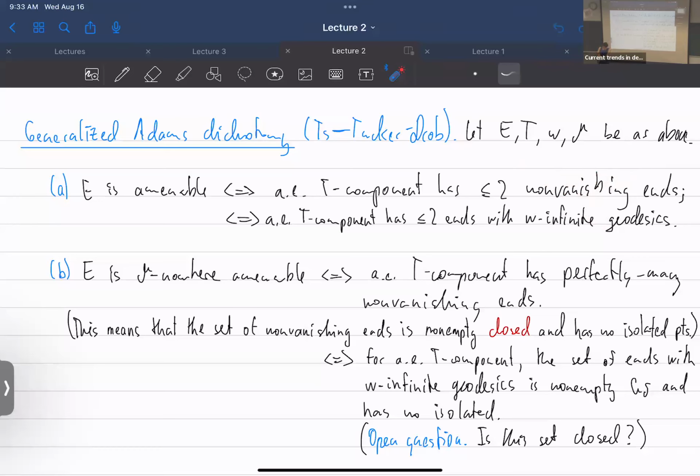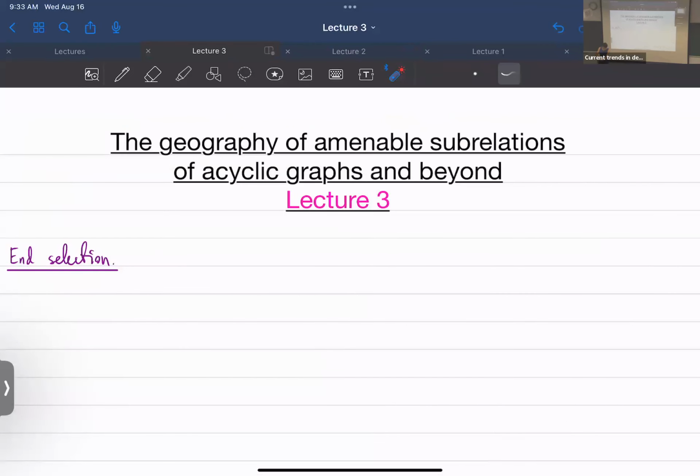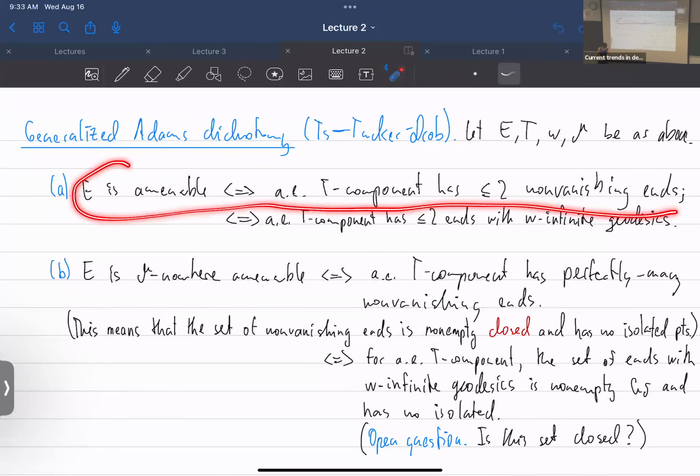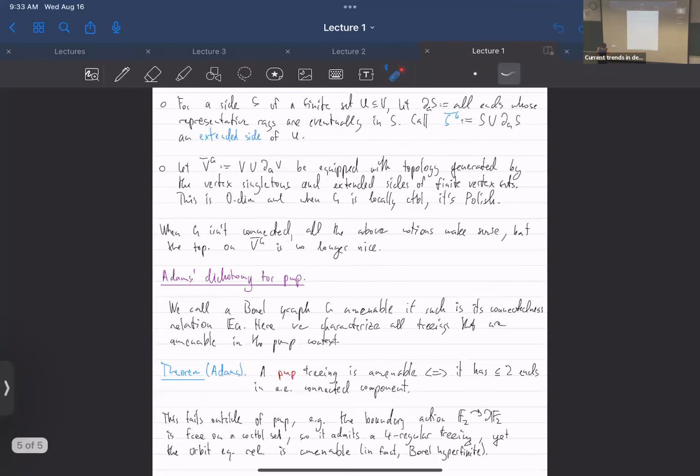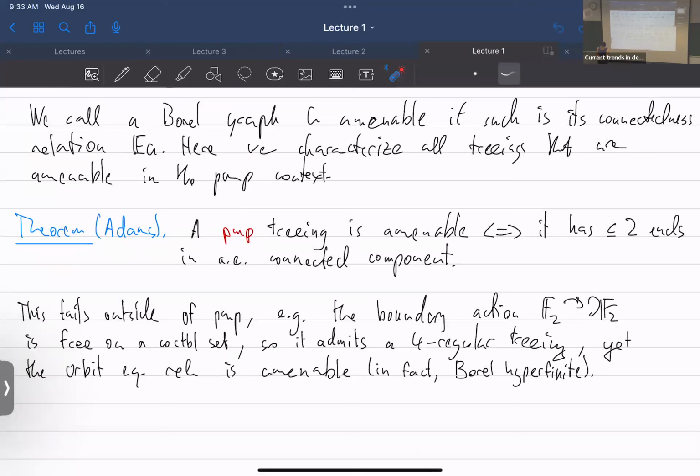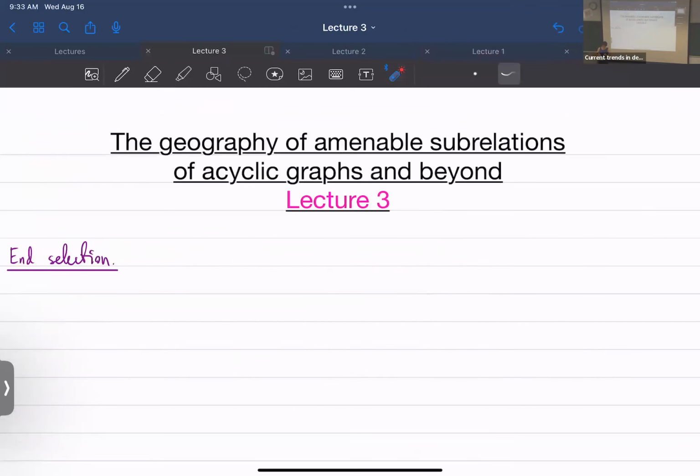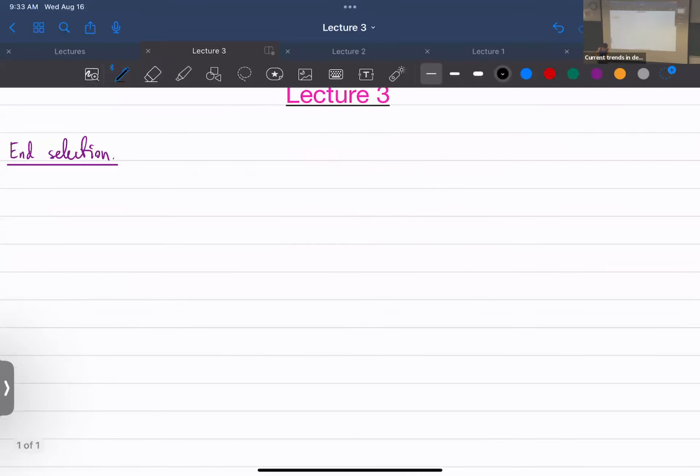Okay, so in order to prove Adams's theorem without cost, like in the previous lecture, that a PMP tree is amenable if and only if it has less than or equal to two ends in each connected component, I need the notion of end selection. So this is the proof of Adams's theorem without cost, and that's what I'm going to do first. End selection, if you know it, then you'll be bored. If you don't know it, it's a very good tool to learn. So it's no loss.